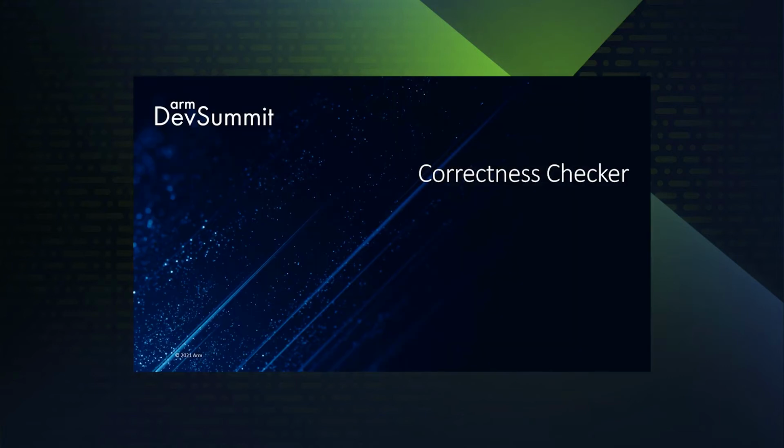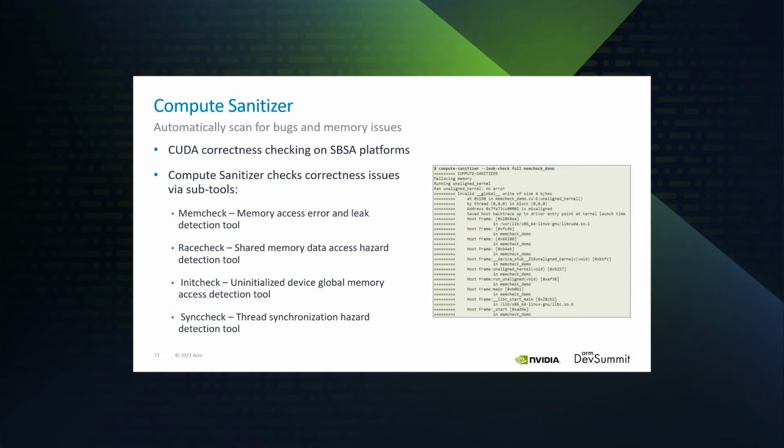Now let's take a couple of minutes to look at the correctness checker we have available for CUDA developers. Compute Sanitizer is the command line tool available for doing correctness checking of CUDA applications. It can be used to automatically scan for various types of bugs and memory issues on a CUDA kernel dynamically as it runs. It supports CUDA correctness checking on many platforms, including SBSA platforms. Compute Sanitizer is built of several subtools that each have a different function.